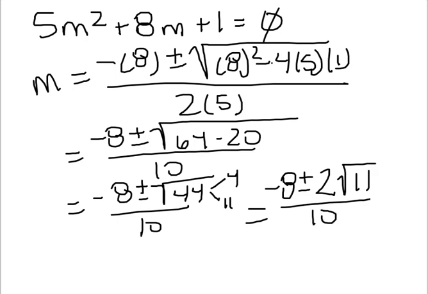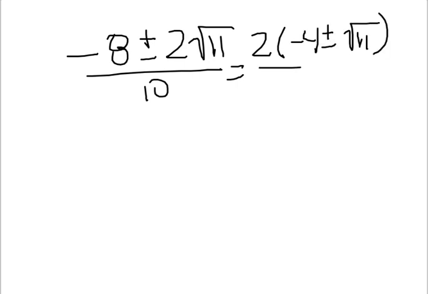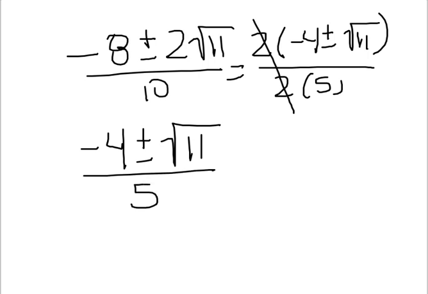So I want to look at that for a minute. I can actually factor a 2 out of the top, and I'm left with negative 4 plus or minus radical 11. And I can factor a 2 out of the bottom, and I'm left with 2 times 5. So those 2's will cancel, and my answer will be negative 4 plus or minus square root of 11 over 5. And that's my simplified answer.